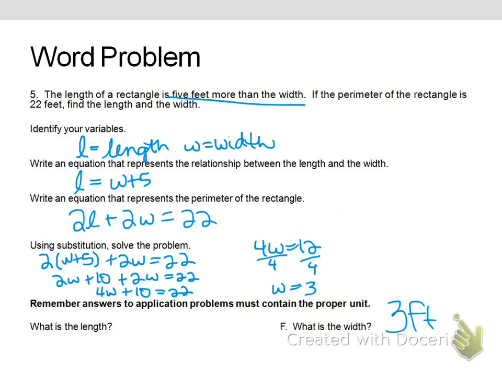Okay, if the width is 3 feet, then what's the length? 3 plus 5, so 8 feet. Okay, so that is how we solve using substitution.